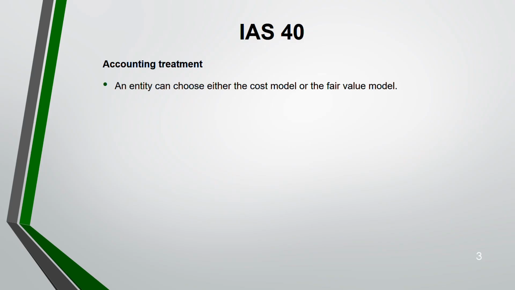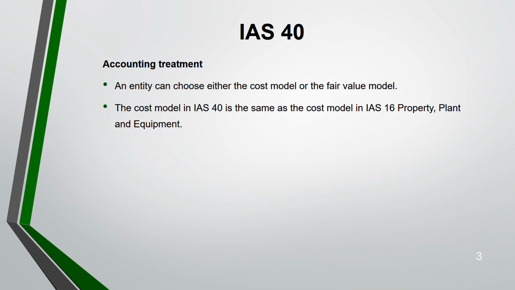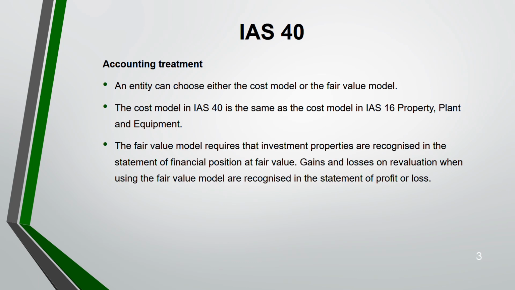Now the accounting treatment. Here, the entity can choose between the cost model or the fair value model. The cost model under IAS 40 is the same as the cost model in IAS 16. The fair value model requires the investment property to be recognized in the statement of financial position at fair value. The gain or loss from the revaluation will go in the statement of profit or loss. That's the only difference. Why? Because under IAS 16, revaluation gain goes to OCI and revaluation loss goes to profit or loss. But here, whether it's gain or loss from investment property, it will go in the statement of profit or loss only.